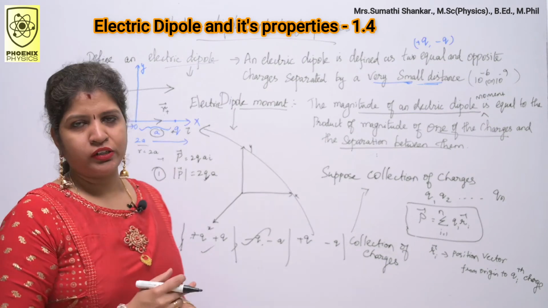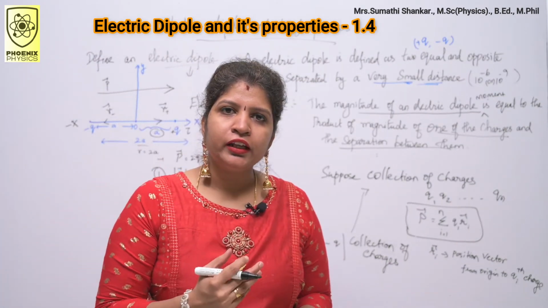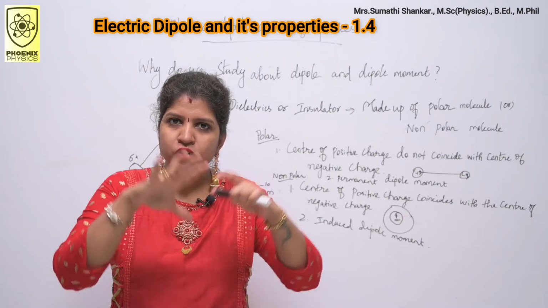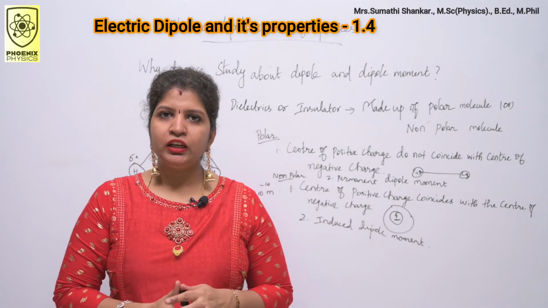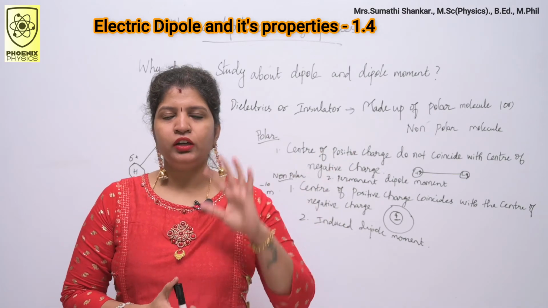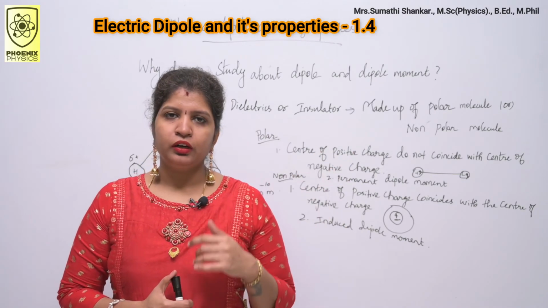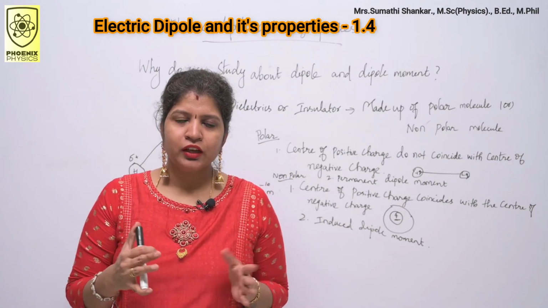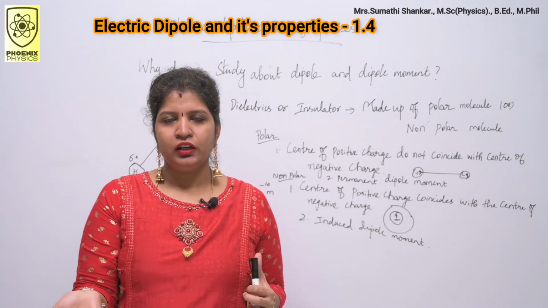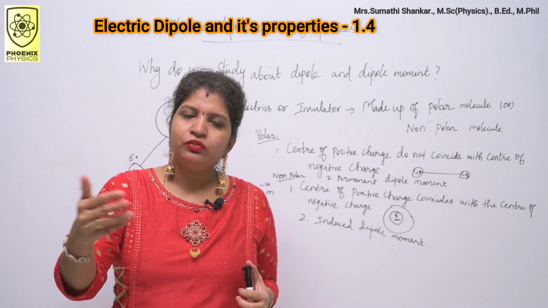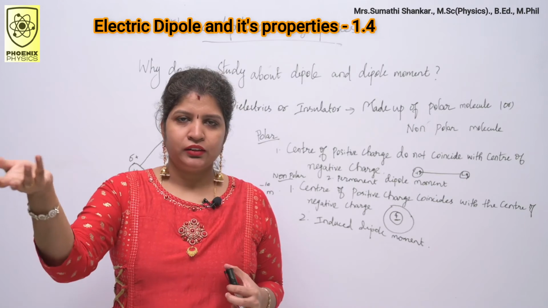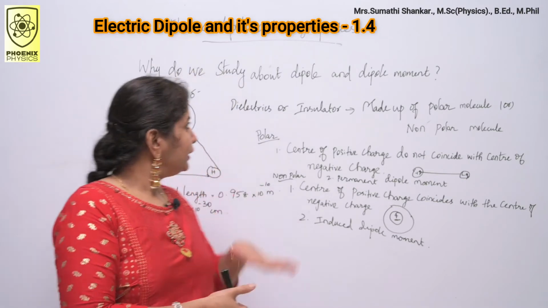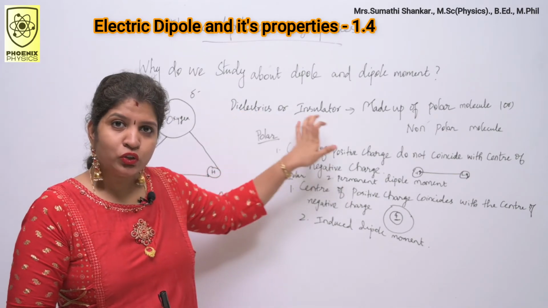Now I have a question. Why do we study electric dipole and electric dipole moment? If you want to study the molecular structure, we need these two terms, dipole and dipole moment. For example, in dielectrics. What is a dielectric? A dielectric does not conduct electricity. If it conducts electricity, we call it a conductor. If it does not conduct electricity, it is a dielectric, or we can say an insulator.